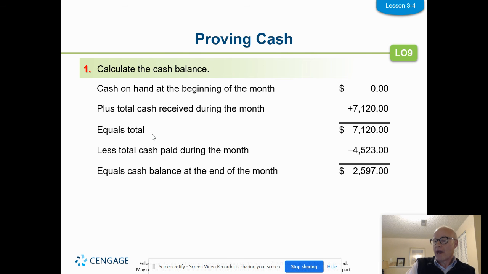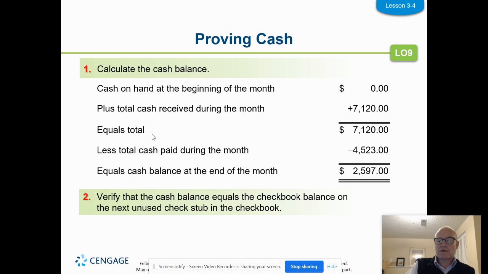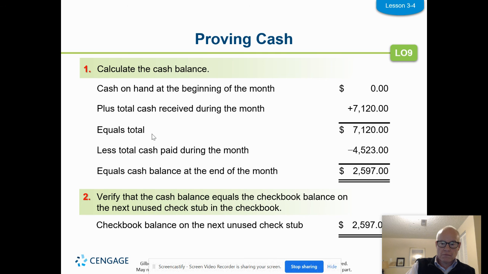That should match what we have in our credit special column, credit for cash in our multi-column journal. The difference between debits to cash and credits to cash should equal the cash balance at the end of the month, 2597, and we would double rule that to verify that it matches the bank balance in my checkbook on the next unused check stub if we're using that kind of a system in the checkbook. 2597, it matches.